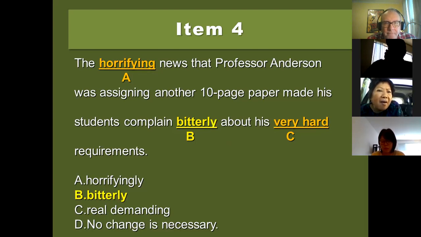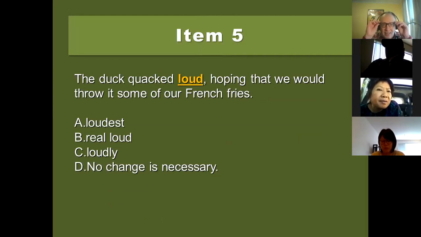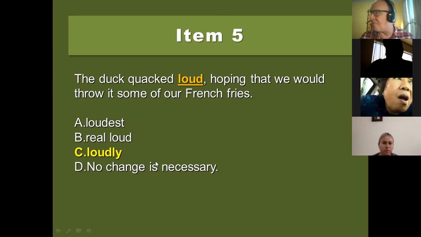Item 5. The duck quacked loud, hoping that we would throw some French fries. All right, loud. Do we like that or do we want to change it? No, change it. Change it to A, B, C. Loudly. A, B, or C? C, loudly. Good. Because we're describing an action, we need an adverb.